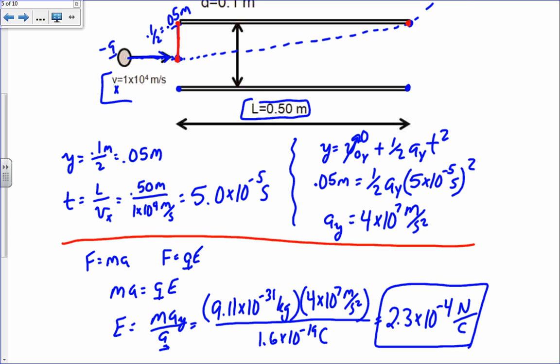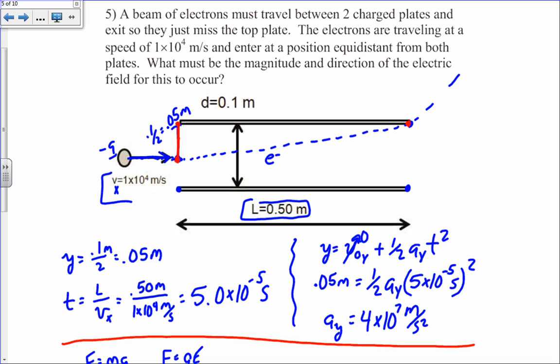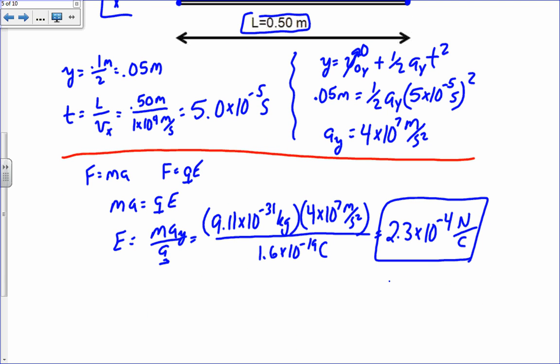Now I want to know, is this going to be up or down? I have an electron that's traveling through these two charged plates. I want the force on that electron to be up. That means that the electric field has to be down, because an electron feels a force opposite the direction of the electric field. So the direction of this is going to be down in the negative y direction. I could also write it as negative 2.3 times 10 to the minus 4 newtons per coulomb in the j direction. Either way you want to write that is fine. They're both correct.